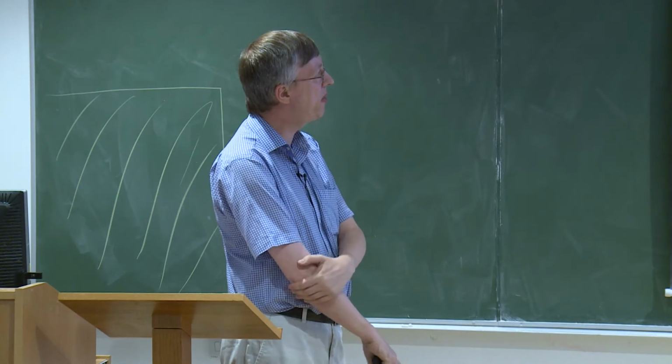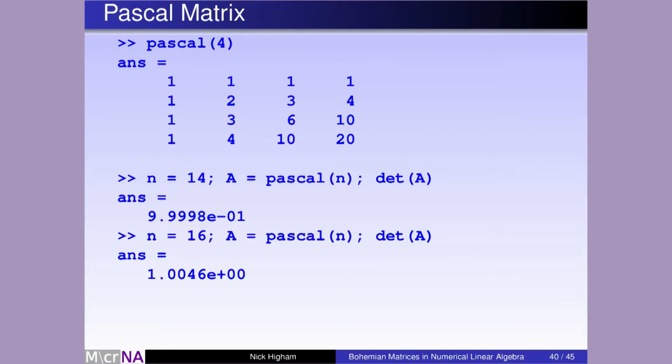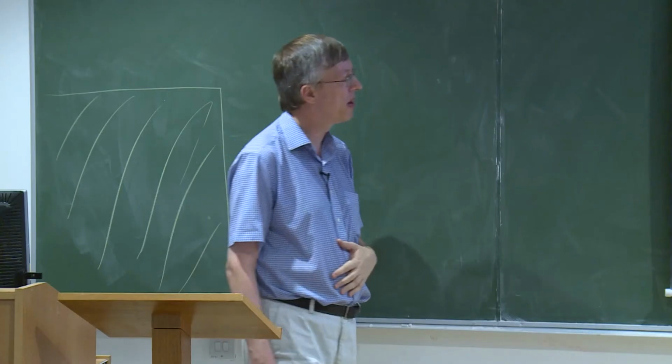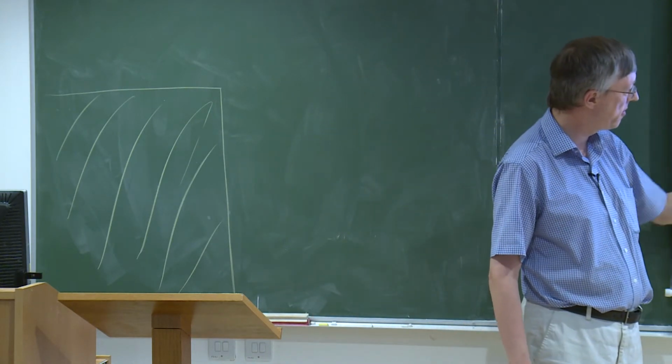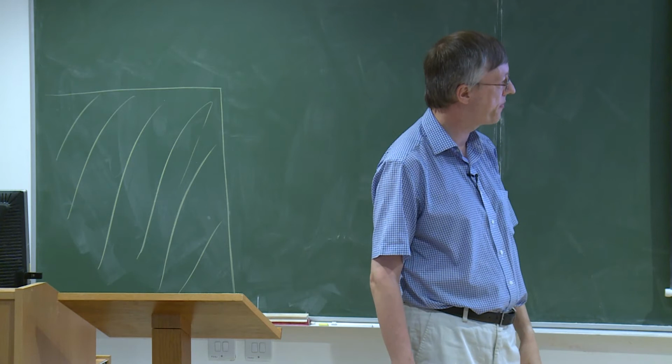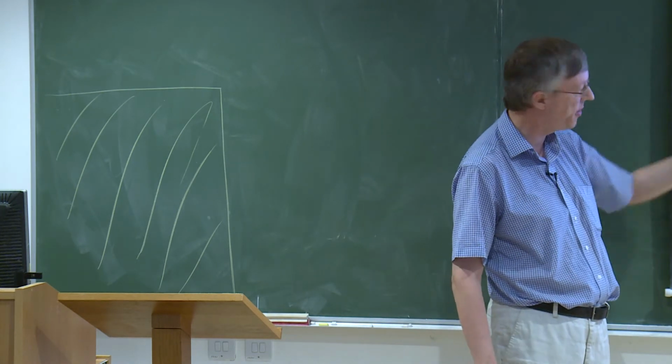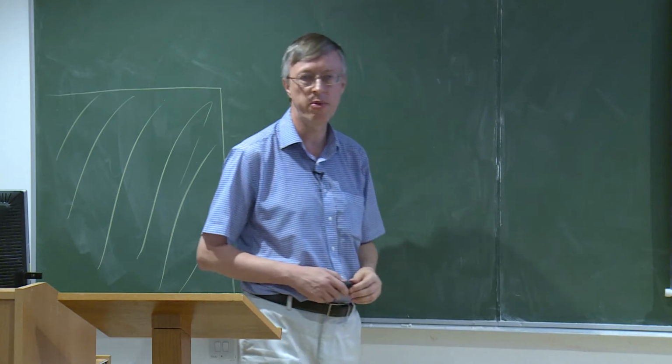So here's an example. The Pascal matrix is a very nice matrix that's built into MATLAB. In the anti-diagonals, you've got the coefficients of Pascal's triangle. And it's not hard to show that this matrix has determinant 1 for any n. So here's the 14 by 14 version. A is Pascal(n). Det of A comes back as 0.99998. Well, obviously that's 1 within rounding error. N is 16, det of A is 1.0046. So again, we know what the answer should be. You just take the nearest integer, a little bit of rounding error is no problem.